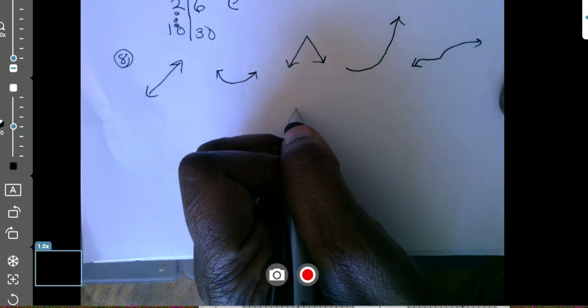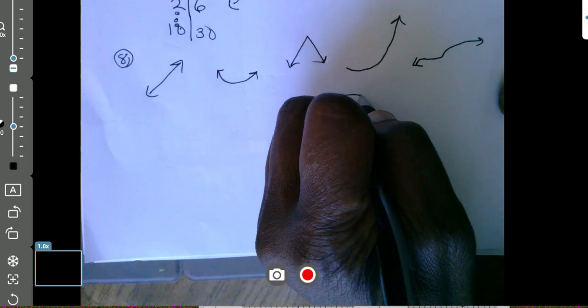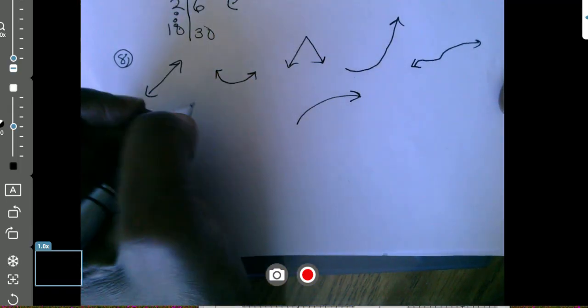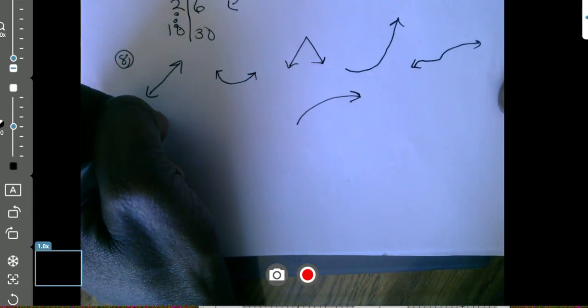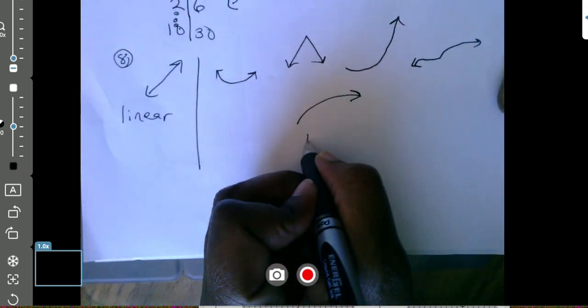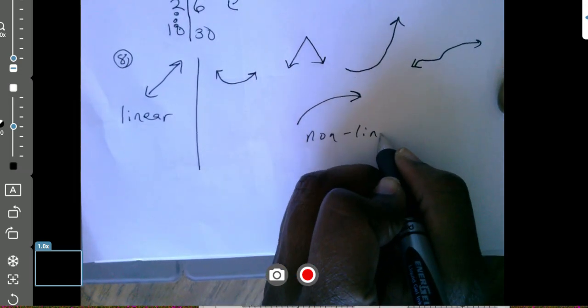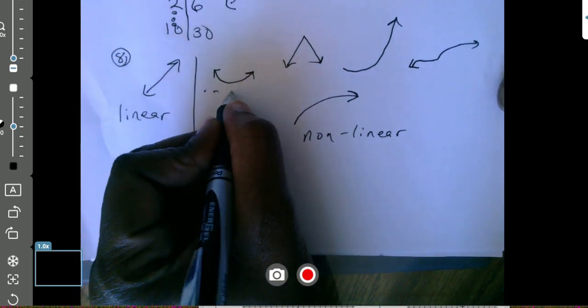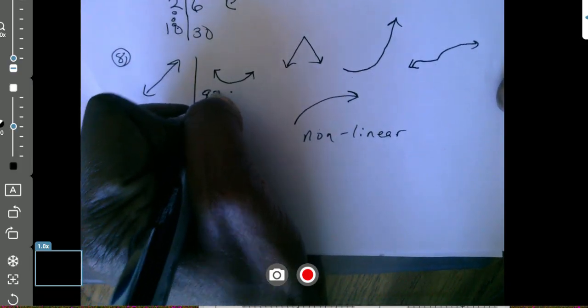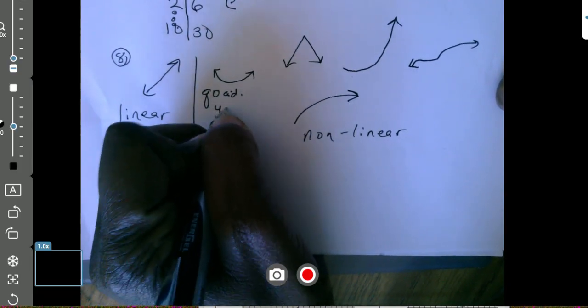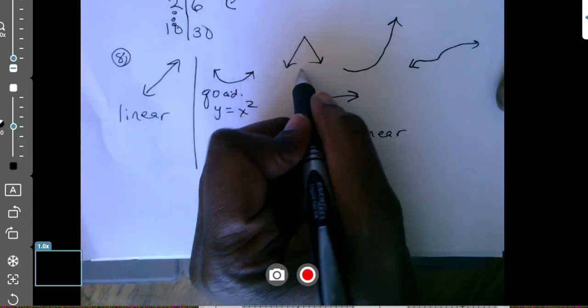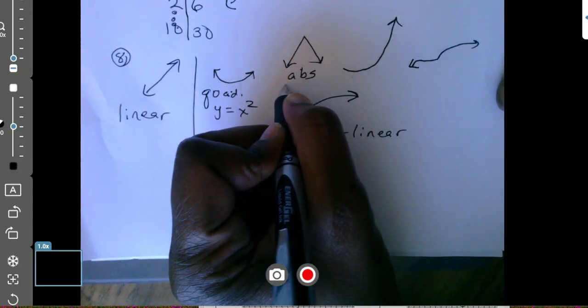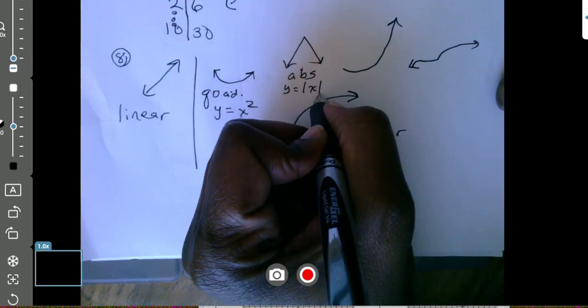And this is a non-linear function. This is linear. All of these are none. This is an absolute value function. No, this is a quadratic, okay? Quadratic, which is y equals x squared. This is absolute, which is y equals the absolute value of x.